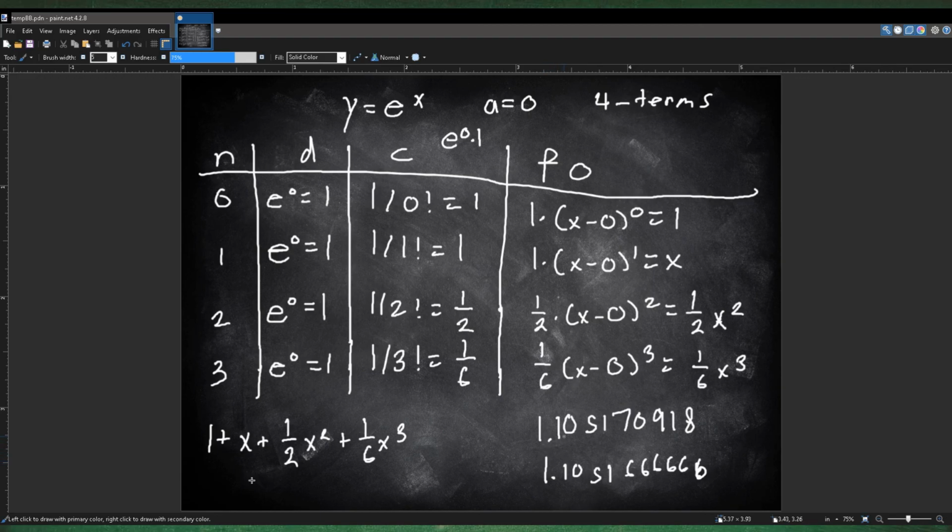We have the 1 the same, the 1, 0, 5, 1. It's just right here that it starts to differ, but still really, really close. About like 5 significant figures really close, right? So that's really a really good approximation.